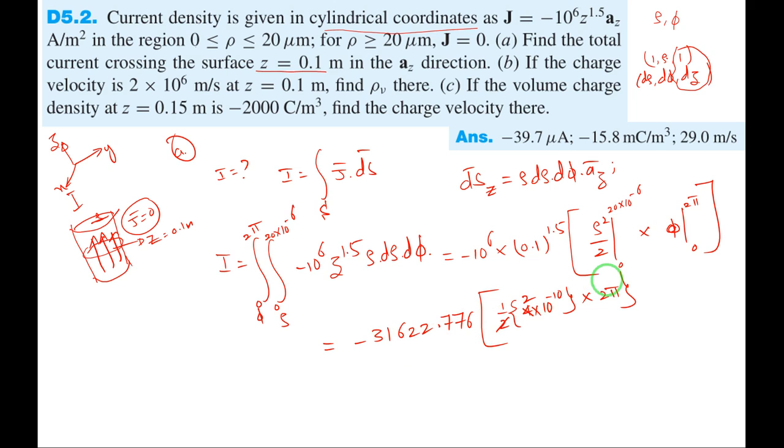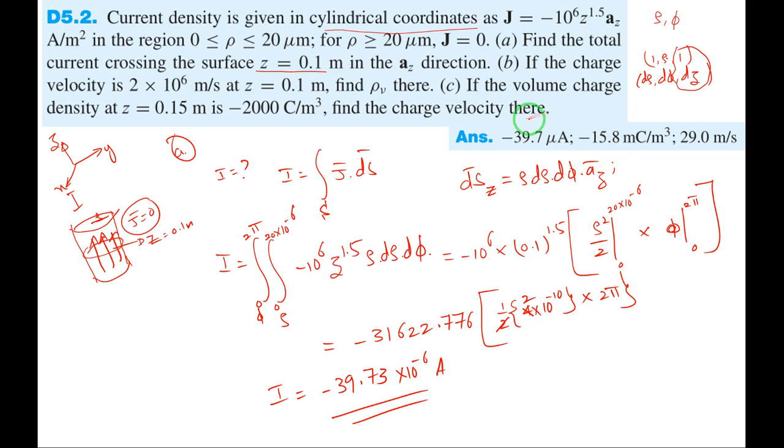So minus 31,622.776 into 2 into 2 pi into 2 pi into 2 into pi. And exponential into 10 power minus 10 also I will take, into 10 to the power of minus 10. So I am getting it as I is equal to, so I will express in terms of micro, minus 39.73 into 10 power minus 6 amps.